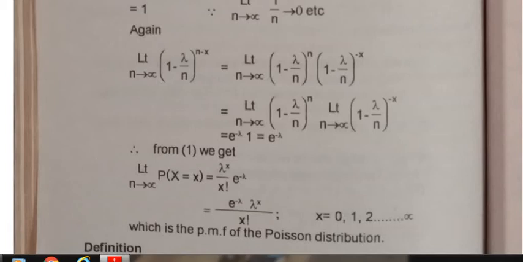But in the case of the binomial distribution, we choose x equals 0, 1, 2, 3 up to n, where n is finite.